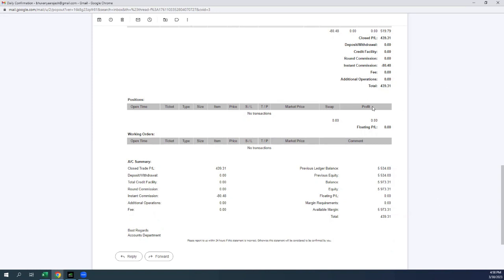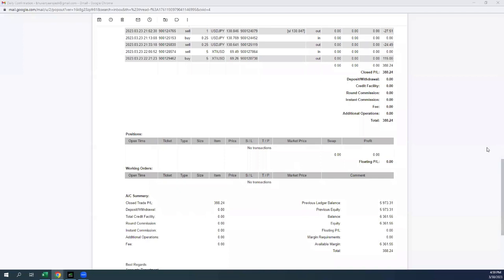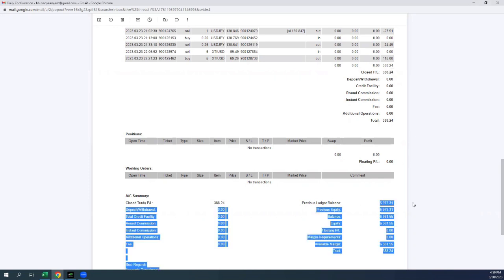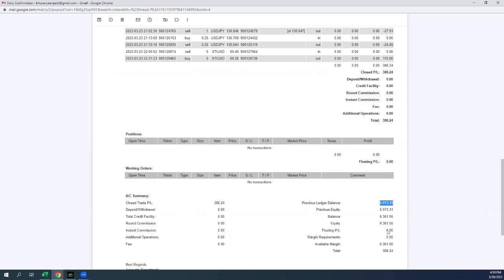So looks like I missed one day of P&L. I'm not able to find the statement. So anyway, I'll keep moving on. And the following day, I made another profitable day where I closed it around 388.24 USD of profit. As you can see, my previous ledger balance was around 5,973, and then I was able to close it at around 6,361.55.